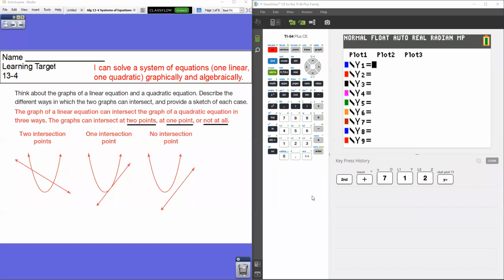This is lesson 13-4. I can solve a system of equations. All right. You're going to be given one linear equation, so one line, and one quadratic equation, so one parabola. So you're going to be doing these both graphically and algebraically.